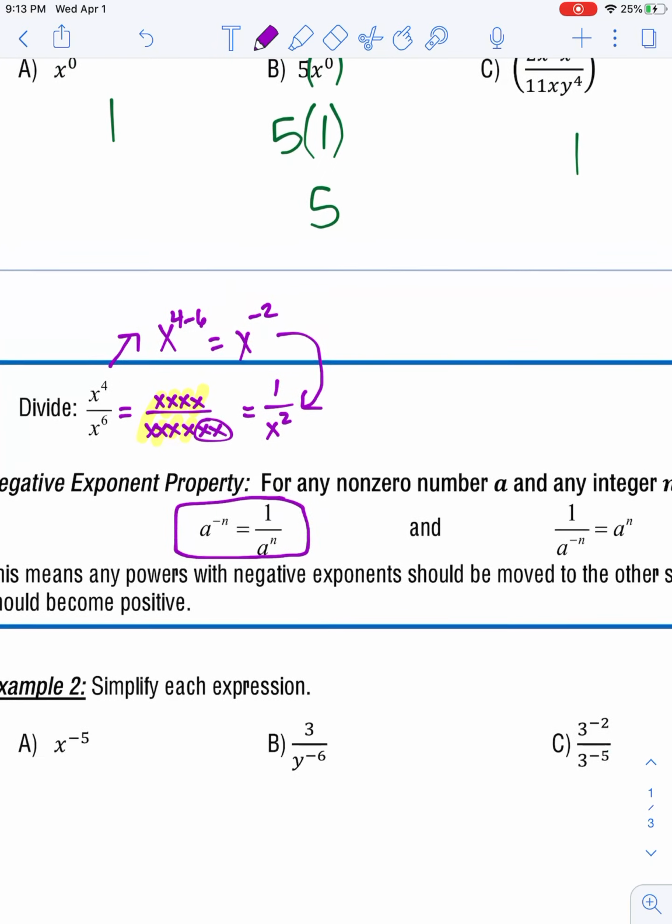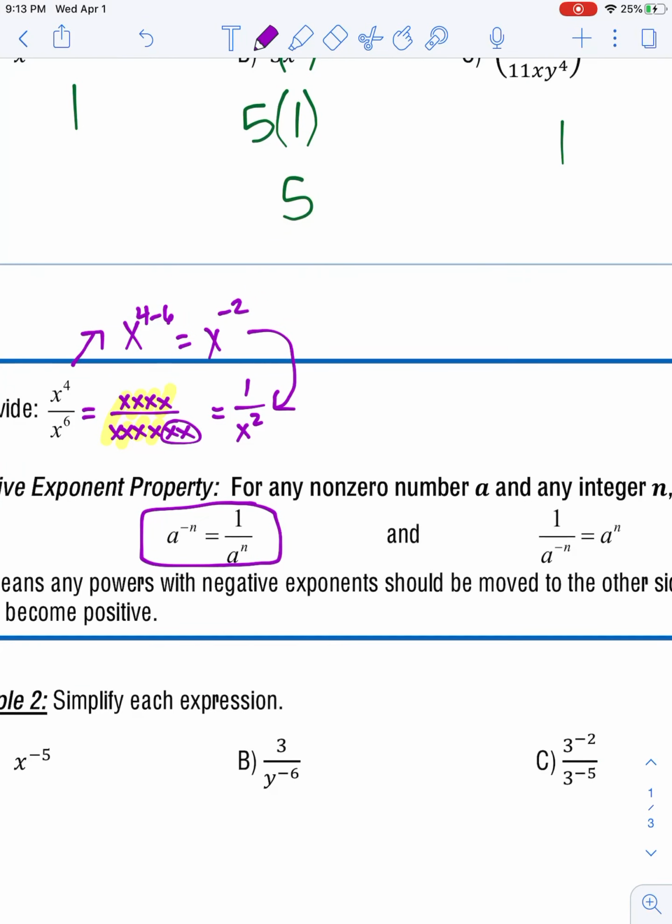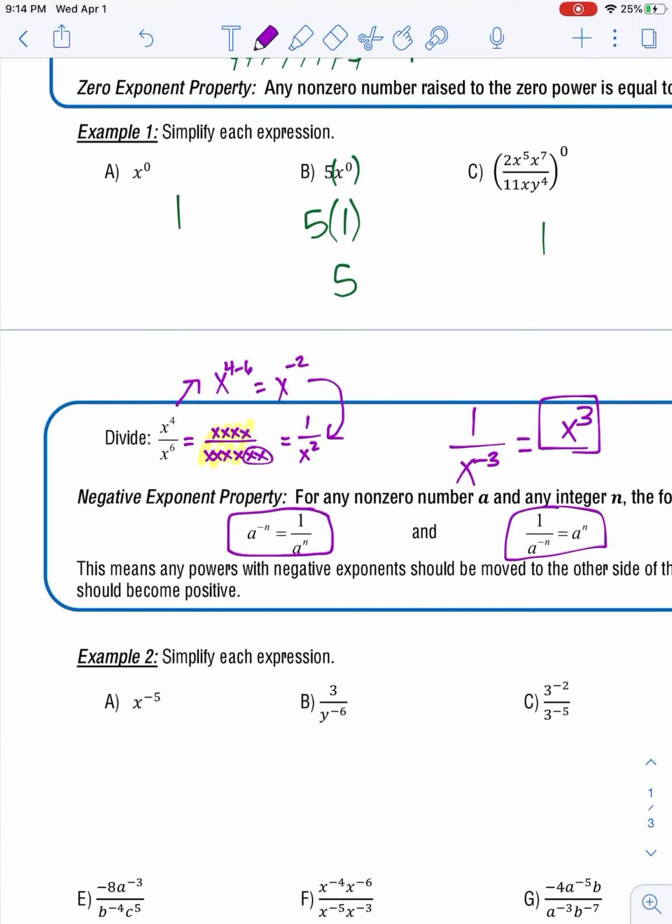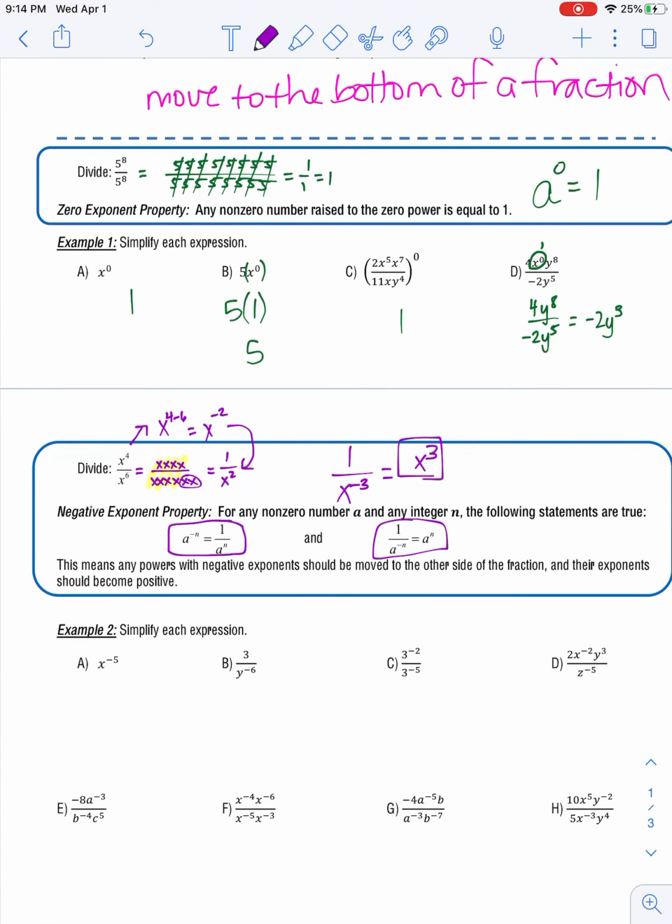And what we haven't seen any examples of yet is what if you start with a negative exponent in the denominator, like 1 over x to the negative 3. What's going to happen is that it moves to the numerator and becomes positive. And that would be our answer. So that's what this second rule is telling us: if we have 1 over a to the negative n, it equals a to the positive n. So in other words, any negative exponent in the numerator moves to the denominator, and any in the denominator moves to the numerator, and it changes from negative to positive. That's what the sentence below is saying.